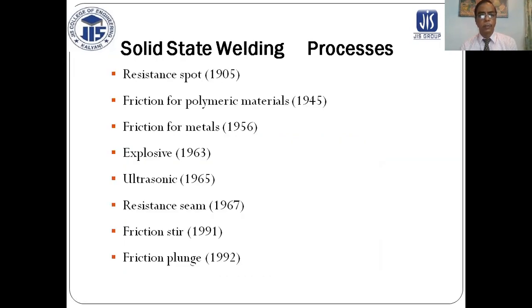Solid state welding processes: resistance butt welding, 1905; friction for polymeric material, 1945; friction for metals, 1956; explosive welding, 1963; ultrasonic welding, 1965; resistance seam, 1967; friction stir welding, 1991; friction plunge, 1992.